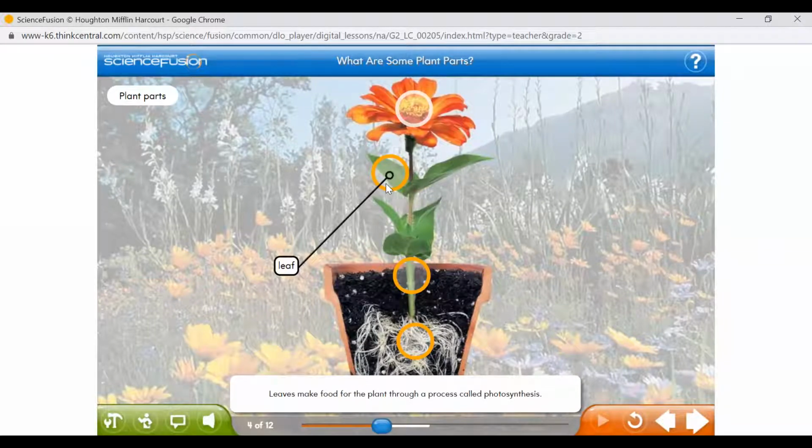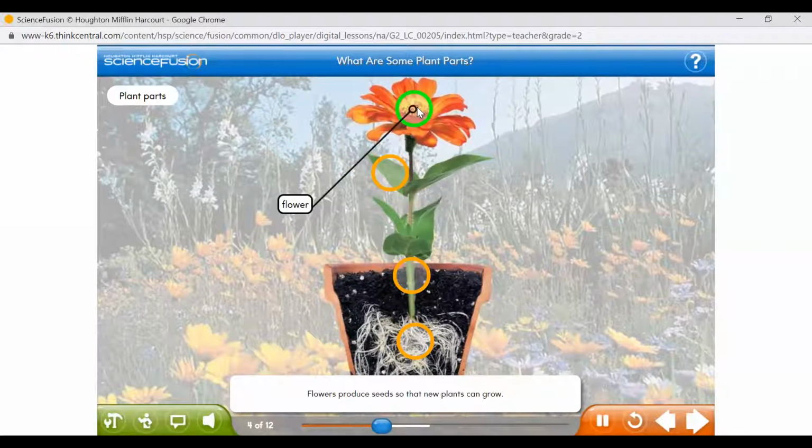Flowers produce seeds so that new plants can grow. So a flower can give you seeds to make a new plant, and sometimes they give you fruit. They turn into fruits, and inside these fruits you'll find the seeds again.